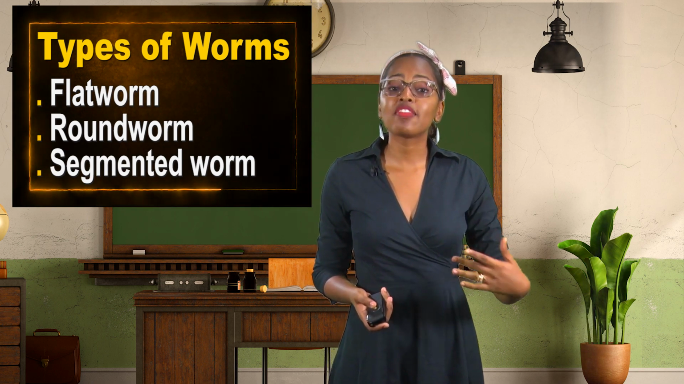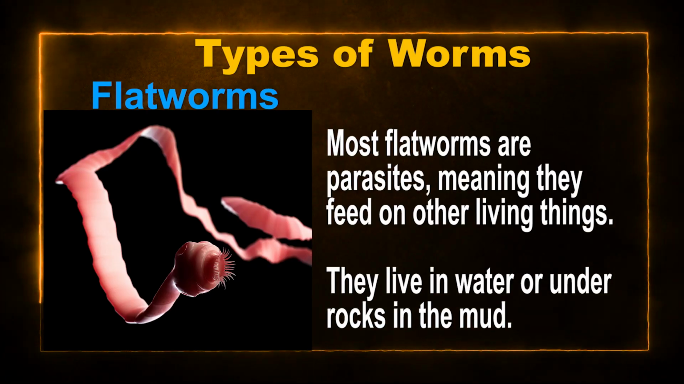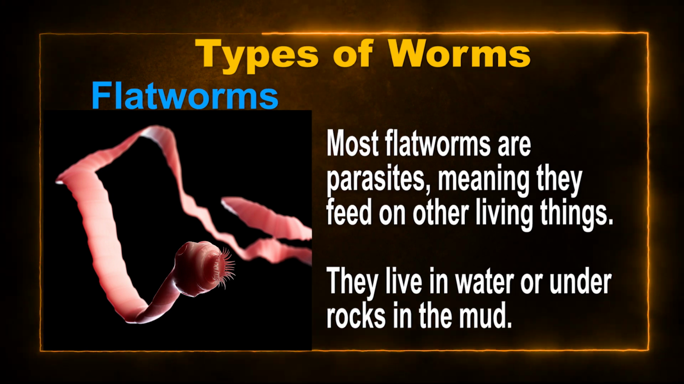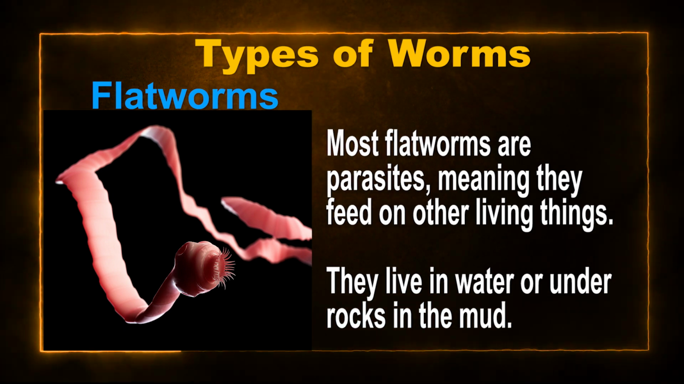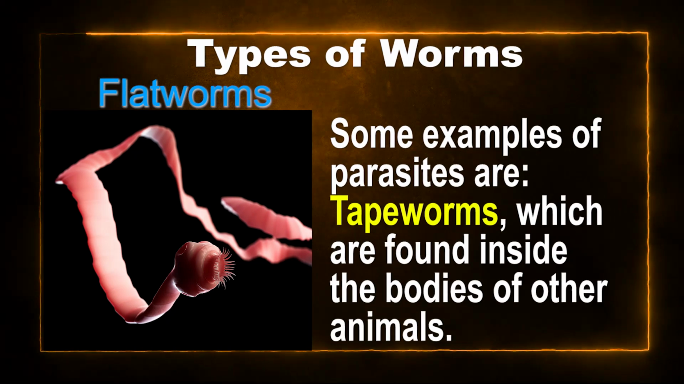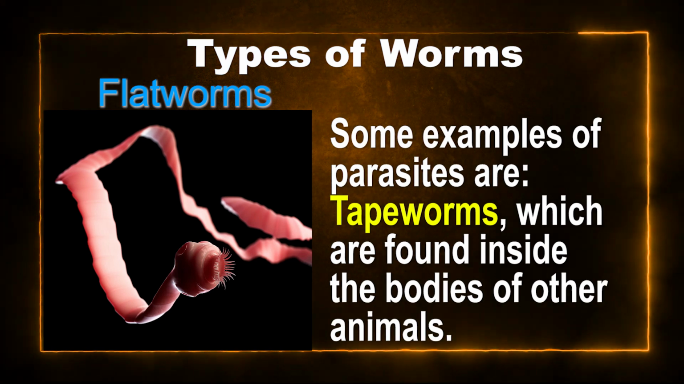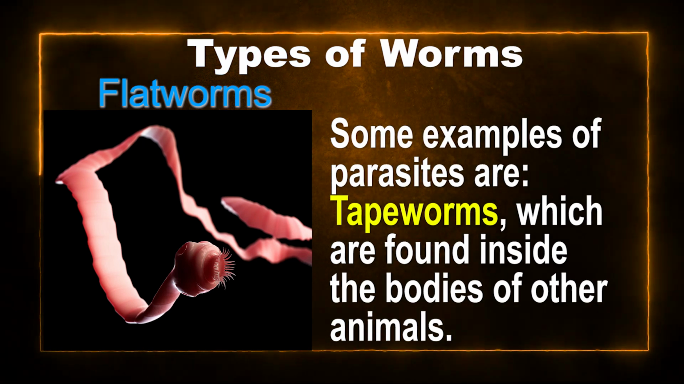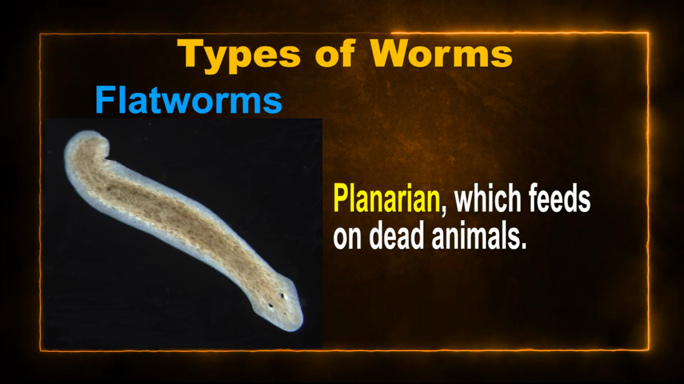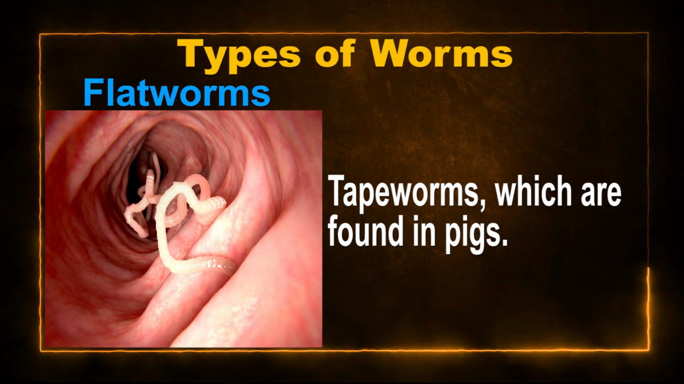Let's discuss what are flatworms. Flatworms are parasites, meaning they feed on other living things. They live in water and under rocks in mud. Some examples of parasites are tapeworms, which are found inside the bodies of other animals, planarian, which feeds on dead animals, and tapeworms, which are found in pigs.